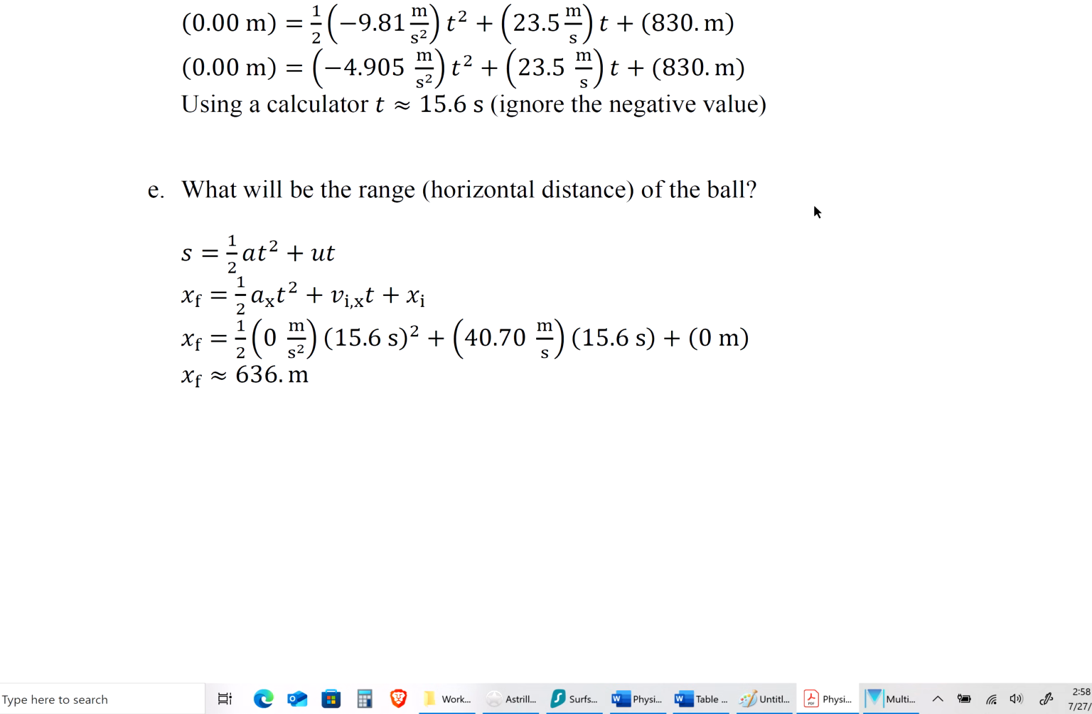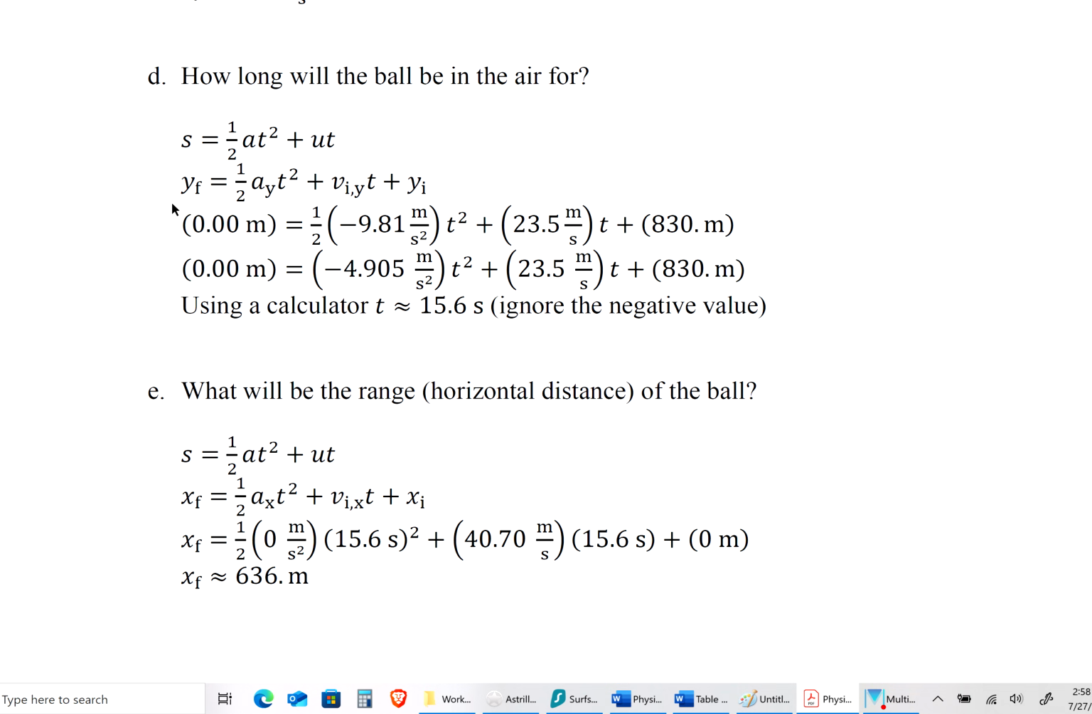Part E, what would be the range of the ball? Range means horizontal distance. So if you want the horizontal distance, we need horizontal variables. So part D and E use the same equation. D uses it for vertical, E uses it for horizontal. For horizontal, A sub x is 0. V initial x is 40.70. This is from part A. X initial is 0. This is from part A. The time the object is in the air for is 15.6 seconds. That's from part D. And we could solve for x final.